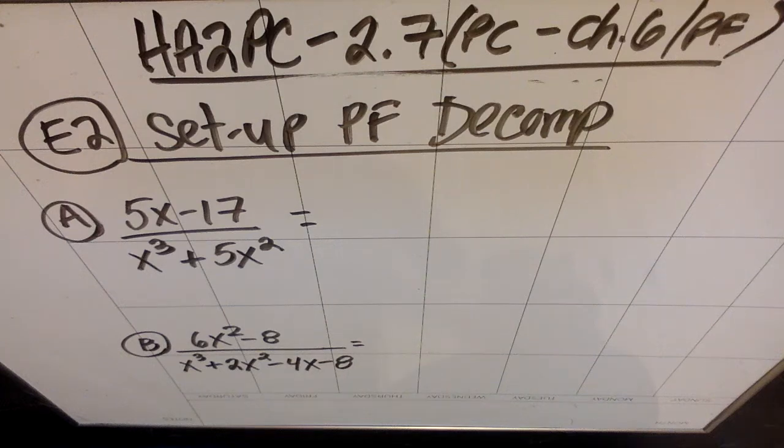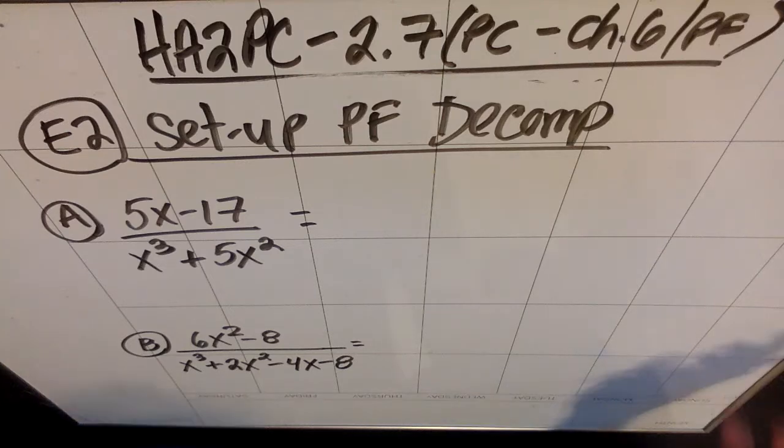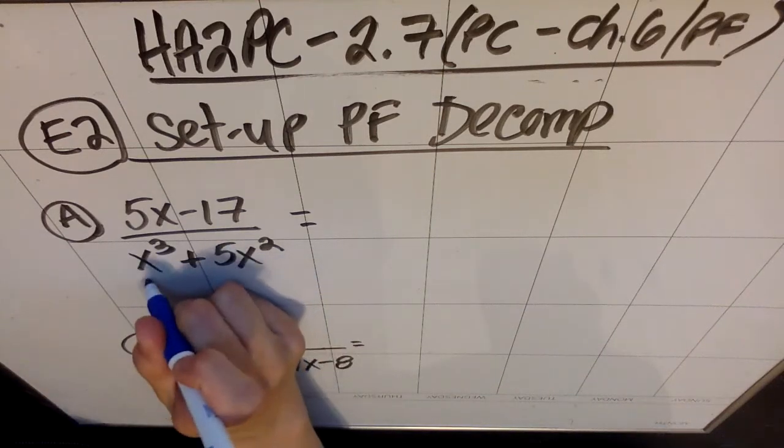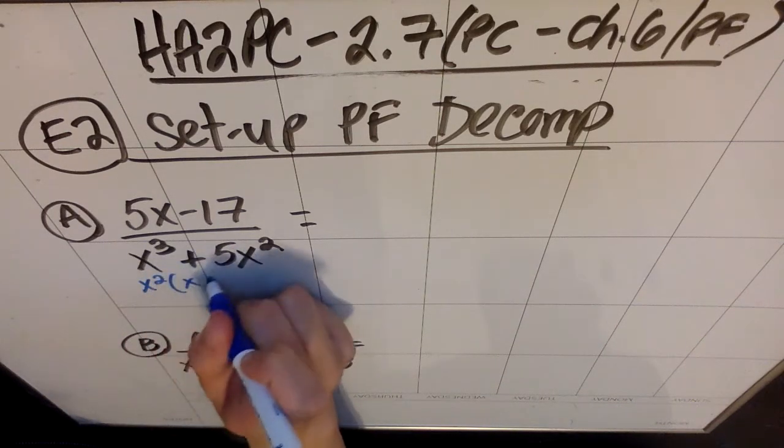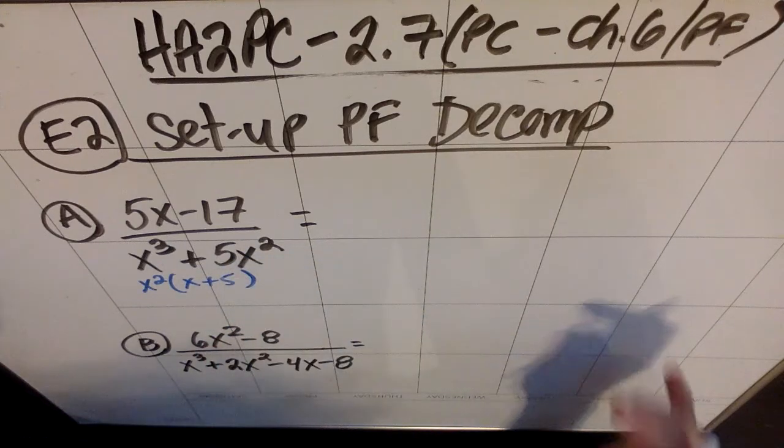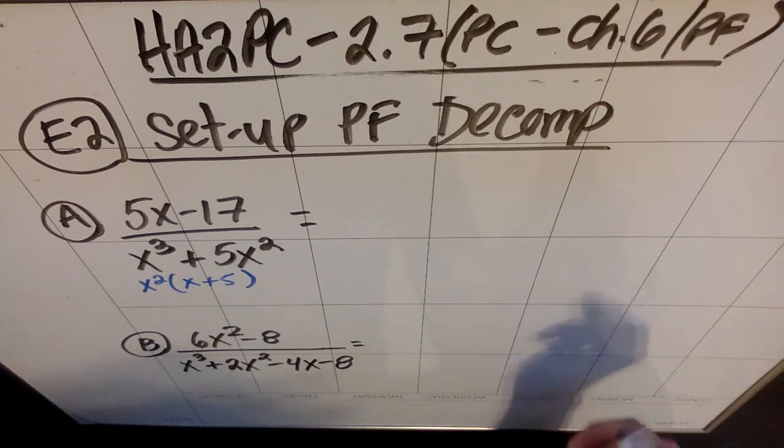This is Honors Algebra 2 Pre-Calculus, partial fraction decomposition, which is in our Chapter 6 partial fractions unit. So we're going to do example 2, which is, again, setting up the partial fractions decomposition, but not actually doing the decomposition. So remember, the first rule is that we have to fully factor the denominator. So in this case, I'm going to take out a GCF of x squared and be left with an x plus 5. So I get 2 factors, but I'm actually going to have 3 fractions, and here's why.